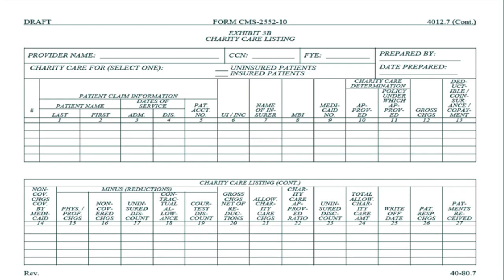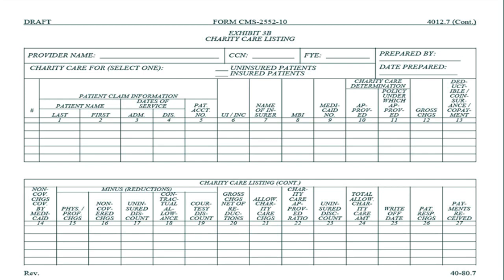Column 7 requests the insurance carrier's name. Column 8 is for the Medicare beneficiary identifier, which is sort of the new Medicare number. Column 9 is for the patient's Medicaid number. Column 10 is to denote whether the patient was approved for charity pursuant to a hospital's written policy, written charity or financial assistance policy, and a yes or no answer is applicable there. Column 11 is where you would denote which policy, whether it was a charity policy or a financial assistance policy.